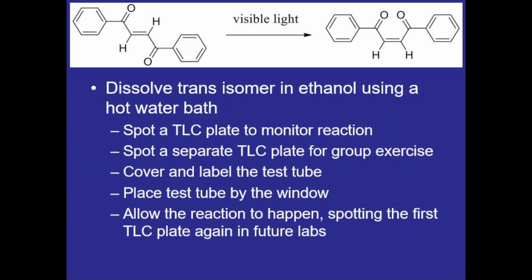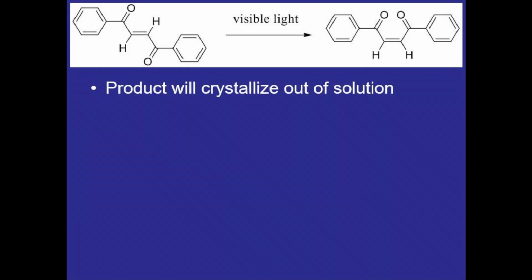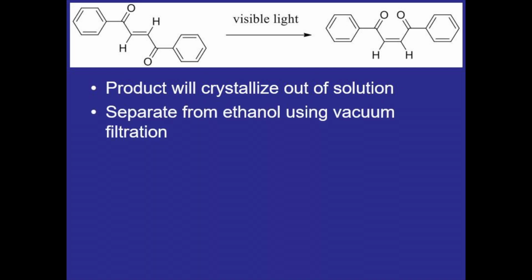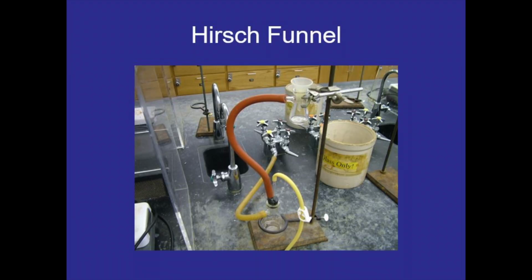With some time, the product will actually start to crystallize out of the ethanol solution, so we'll separate it from the ethanol using vacuum filtration. And to do that, we'll be using a Hirsch funnel, which looks like this. At the top, we have the funnel with a neoprene stopper inside attached to a filter flask, and this is where we'll be pouring the solution.